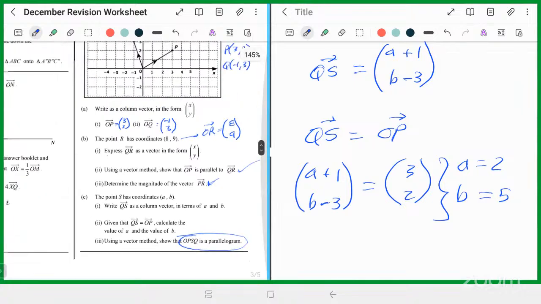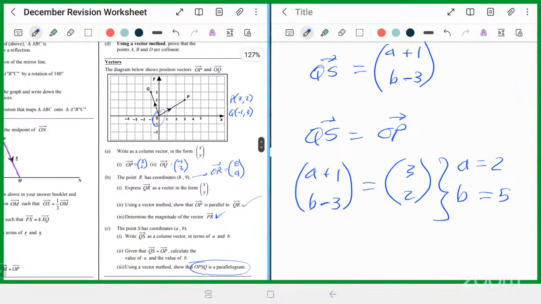I'll sketch out OPSQ. So that means S must be somewhere based on Q, OP or SQ. Where's the point S again? S is this point, right? S was (a, b). So we can put it on. Therefore, S is the point (a, b), which is 2, 5.